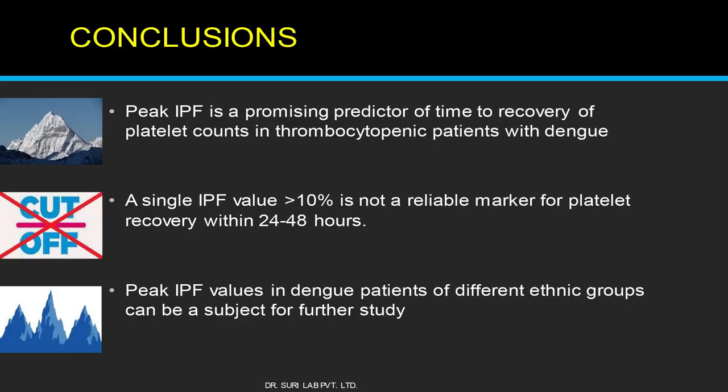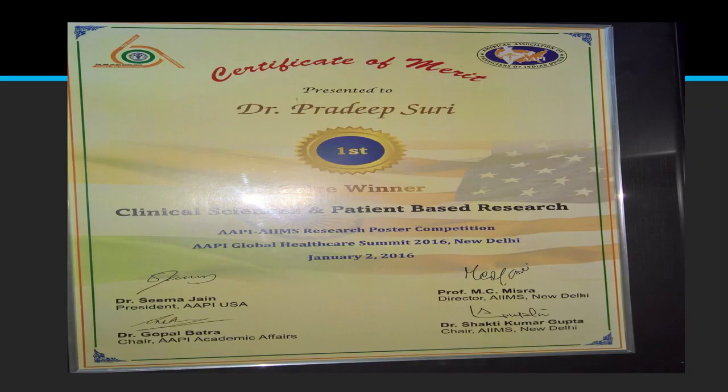So the conclusions were that peak IPF is a promising predictor of recovery of platelet count in dengue patients. A single IPF value more than 10% is not a reliable marker of platelet recovery within 24 to 48 hours. And peak IPF value in dengue patients of different ethnic groups can be a subject for further study, which it was. Subsequently, there were some good papers from Calcutta which showed different biological reference intervals from the eastern population. So as they say, you are first time lucky. We got the first prize for this paper in 2015 in AIIMS.